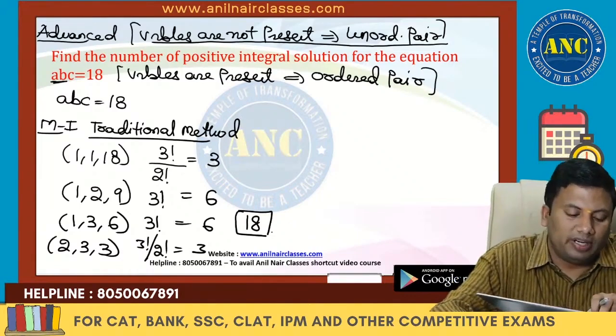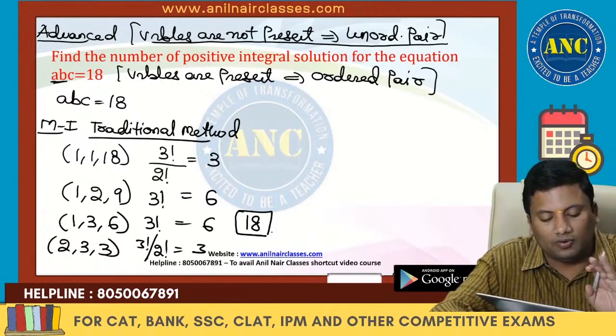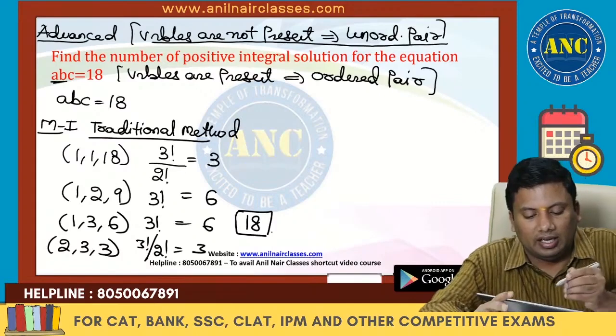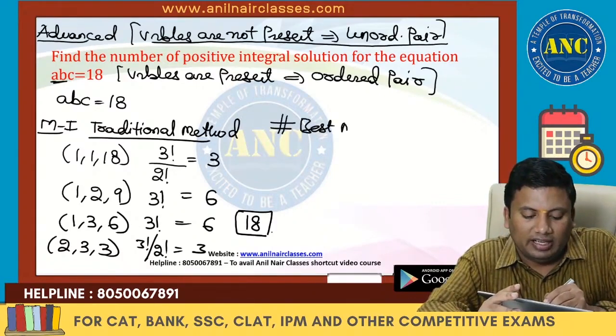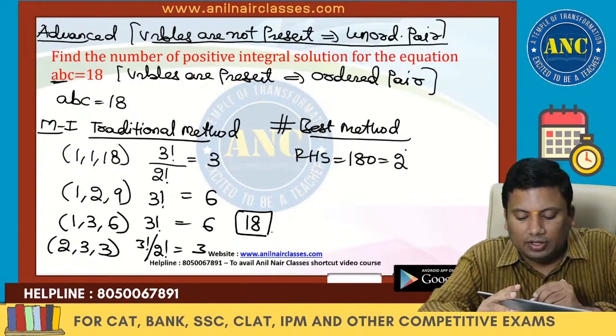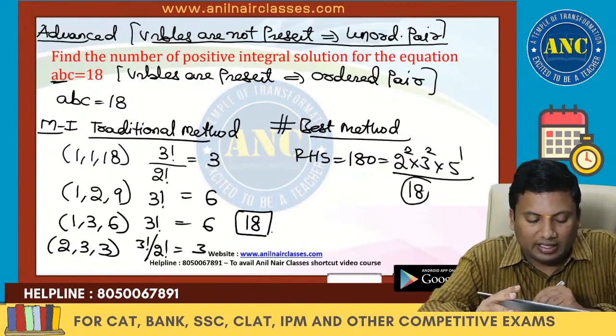Why did I stop? All the factors of 18 are over. 1 over, 2 over, 3 over, 6 over, 9 over, 18 over. This method is not the best method, because for 18 you are able to write down the factors. What if the right hand side is 180? 180 is 2 square into 3 square into 5 power 1. Total 18 factors I will get.